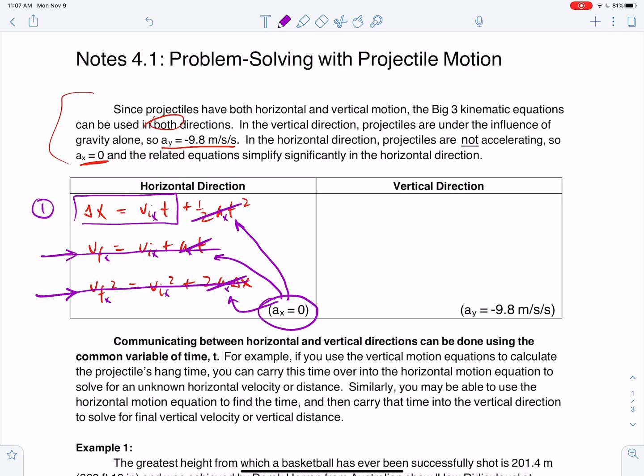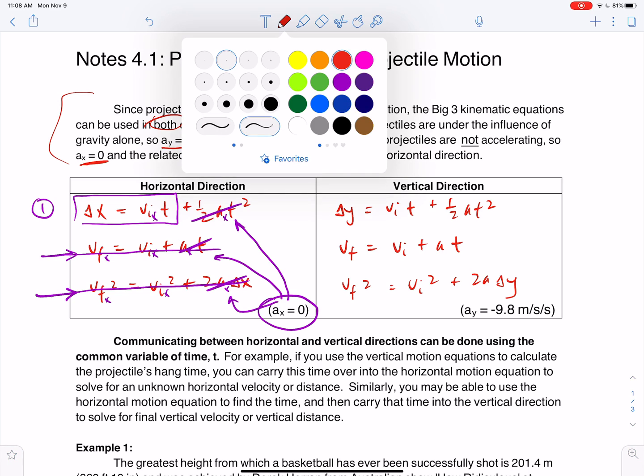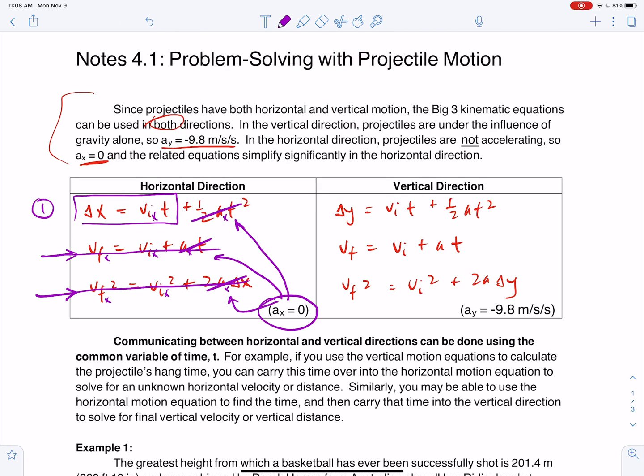All right, let's look vertically now. We're going to have the big three again, but now I'm going to say delta y, v initial t, 1/2 a t squared. Final velocity is the initial velocity plus the acceleration times time. And the third equation is now using the delta y. I'm going to add my subscripts. When I say initial velocity, I mean initial vertical velocity. When I say final velocity, I mean final vertical velocity. And when I say acceleration, I mean the acceleration in the vertical direction.